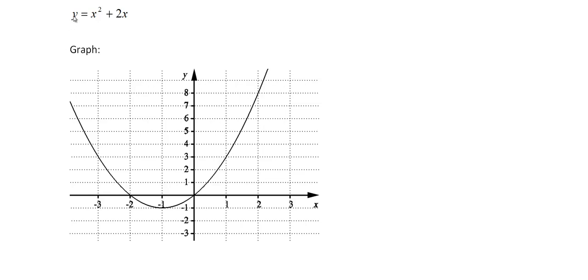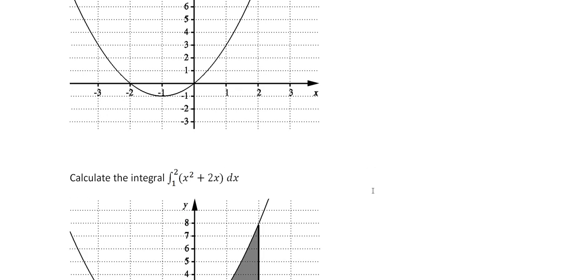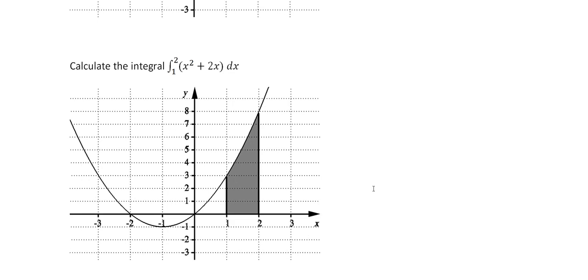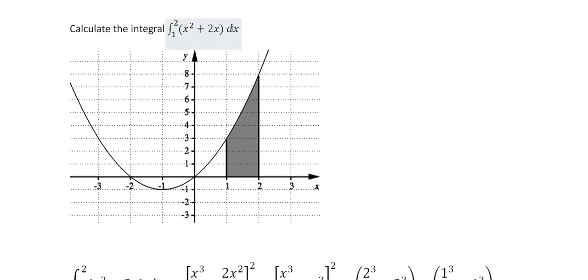Let's have a look at the function y is equal to x squared plus 2x. This is the graph for that function, and now we are going to calculate the integral. The integral of x squared plus 2x dx, and the lower limit is 1 and the upper limit is 2.